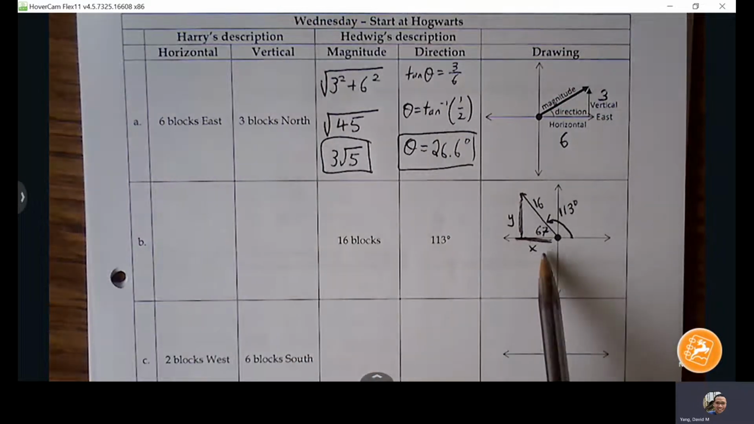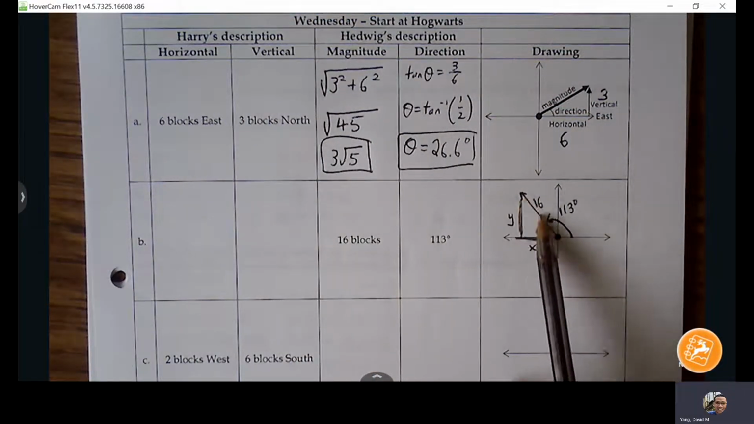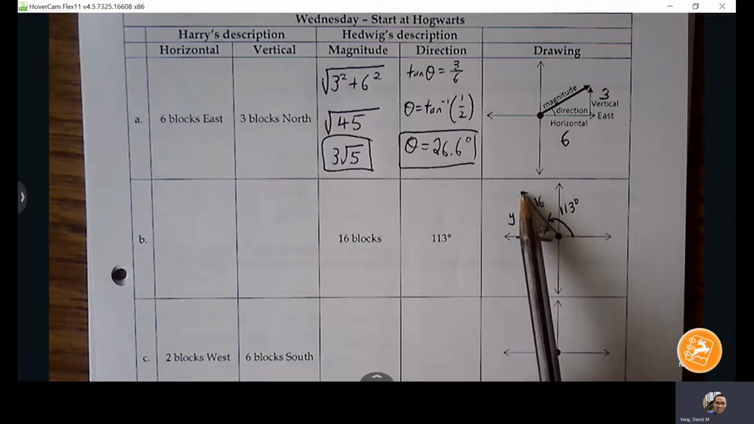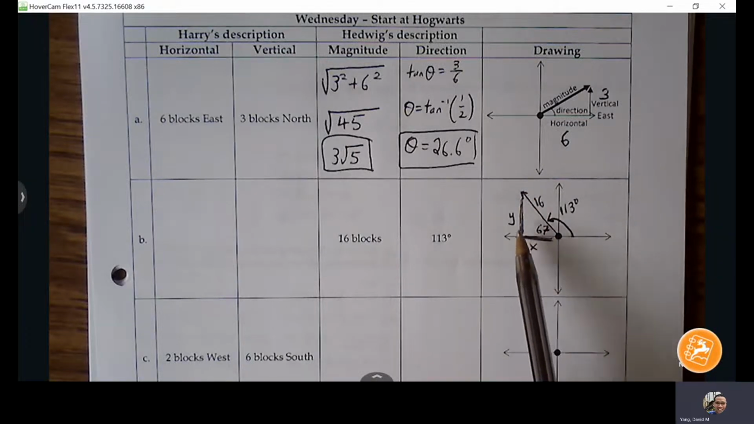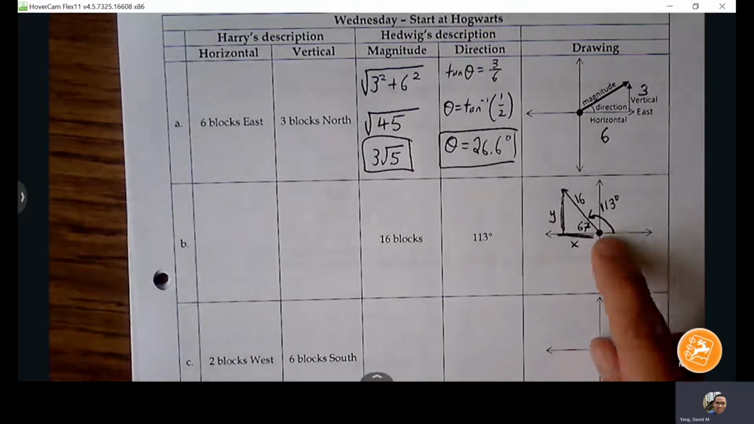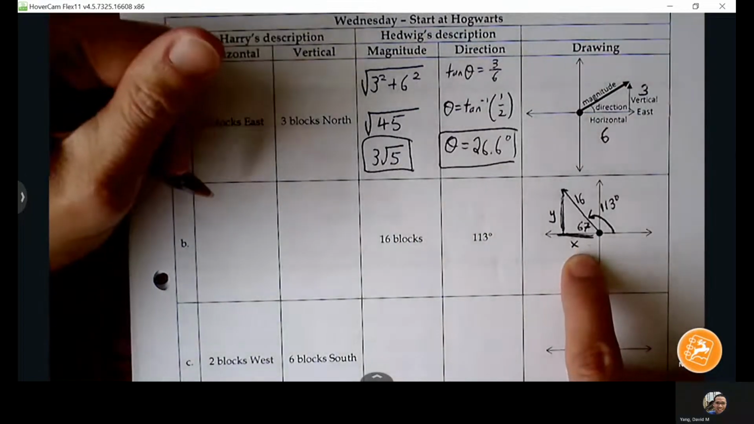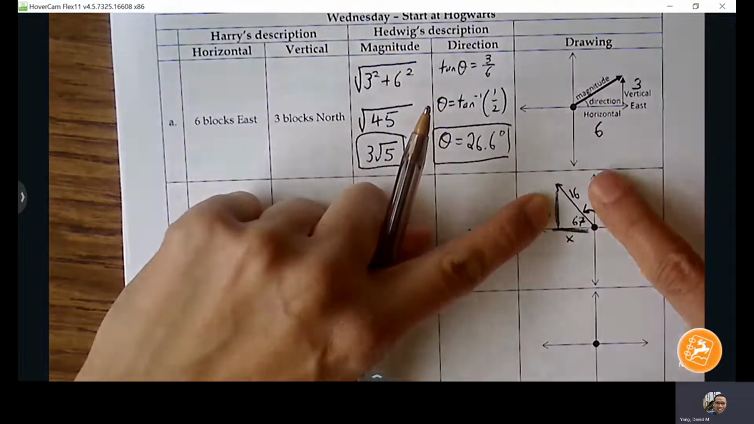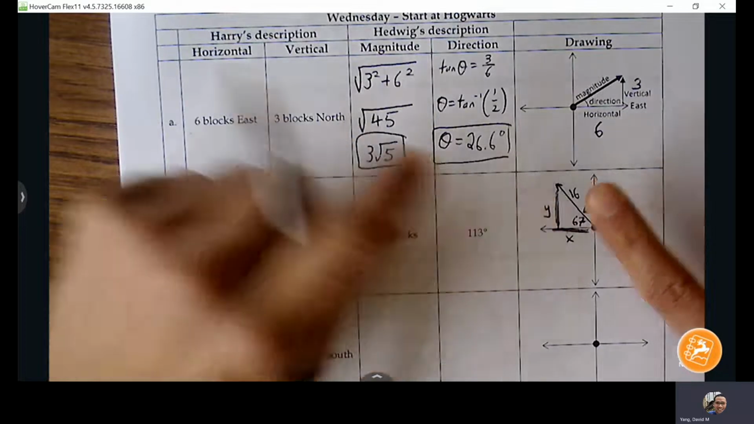So this is the flight path of Hedwig, but if Harry was to make that progress using horizontal and vertical movement, he's going to have to go horizontal west some distance, and go north some distance. And we have to figure that out by using sine, cosine, or tangent. So if we want to solve for x, we don't want to involve y. If we want to solve for x, we can use what? Cosine, right? Cosine of 67 equals adjacent over hypotenuse.